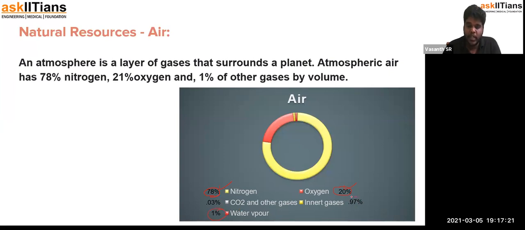And after that it contains inert gases at 0.97% and 0.03% of carbon dioxide and other gases. So this is the basic composition of all the gases that constitute atmospheric air. This accounts for the volume, and this is what makes it applicable for almost everything in this world.